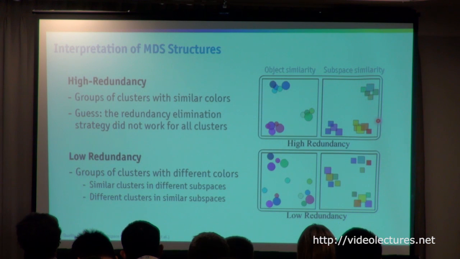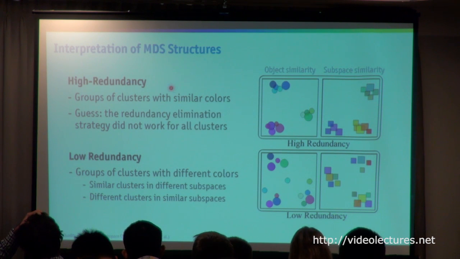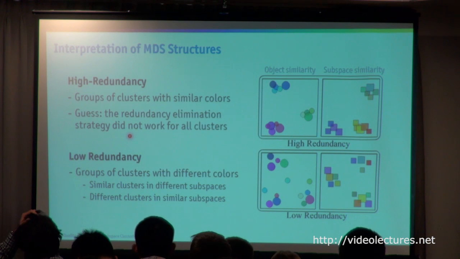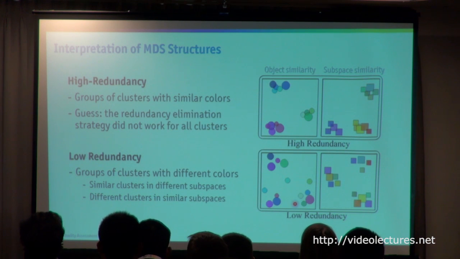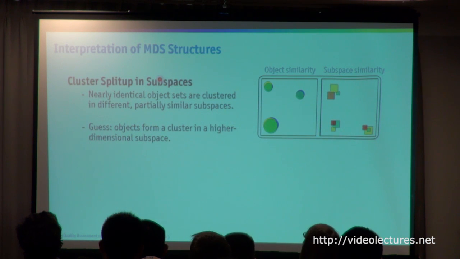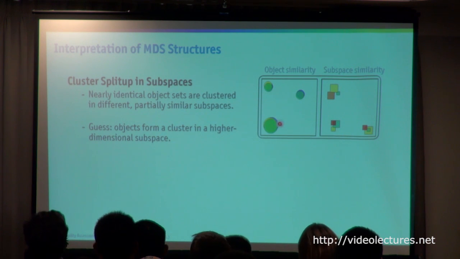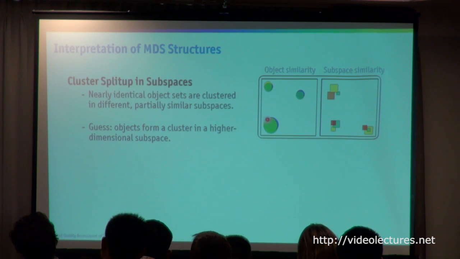So first, here's an example for high redundancy. We see that we have a lot of clusters here which have a similar color, so they are more or less the same clusters. And the guess could be that the redundancy elimination strategy of a subspace clustering algorithm didn't work so well here. On the other hand, we have here an example with low redundancy. So we have, again, some groups of similar clusters, but they occur in completely different subspaces. We can also look at information like cluster split-ups in subspaces. So we can see here that we have quite a few clusters which are completely similar, but they occur in different subspaces. So an analyst could now guess that the objects here should form a unified cluster in a higher dimensional space.